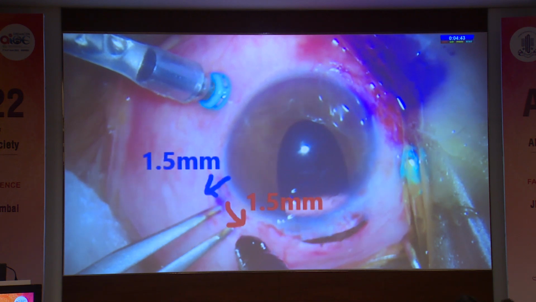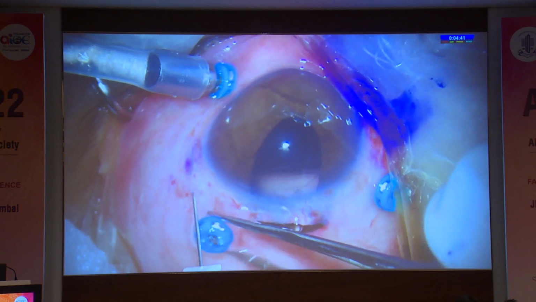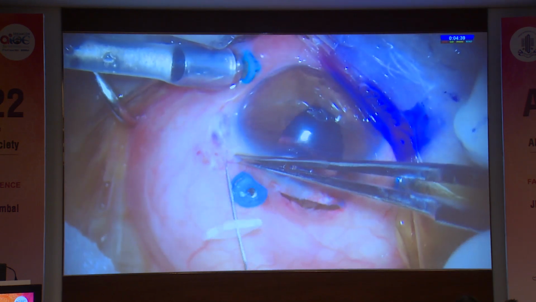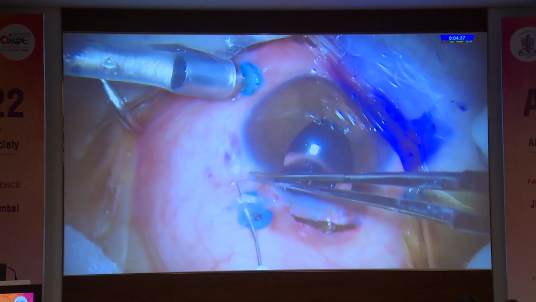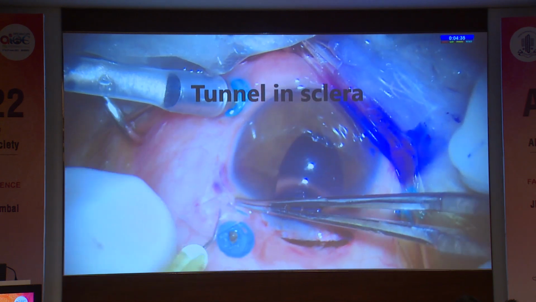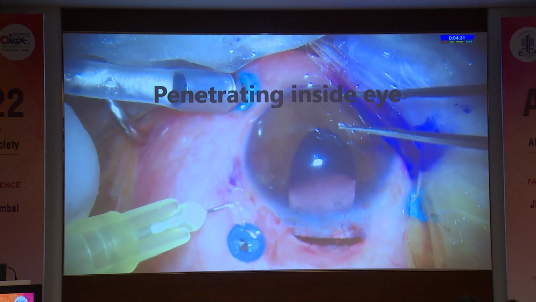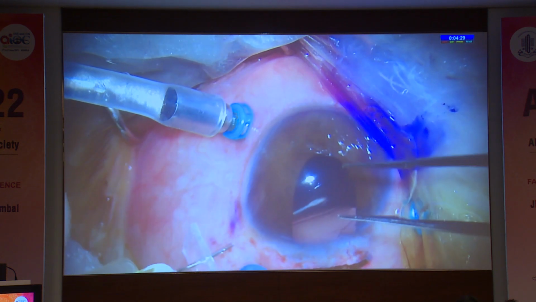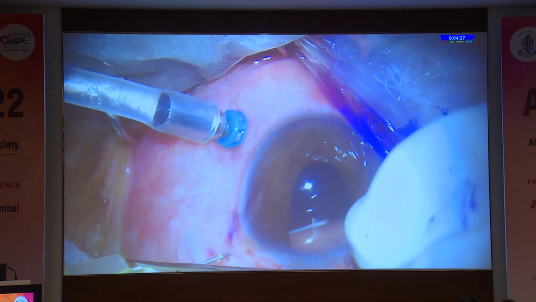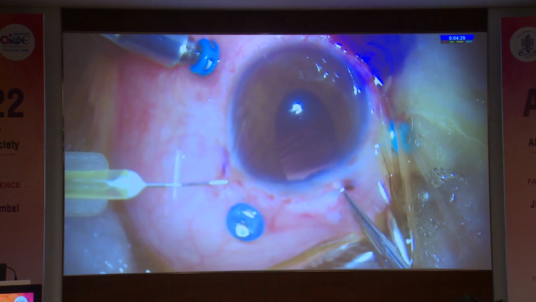A scleral tunnel is made from one marking to the other marking. Through this small instrument, the 30 gauge needle goes inside from one marking to the other marking, and we penetrate inside the eyeball. As soon as the needle is visualized, it is brought to the main scleral tunnel.